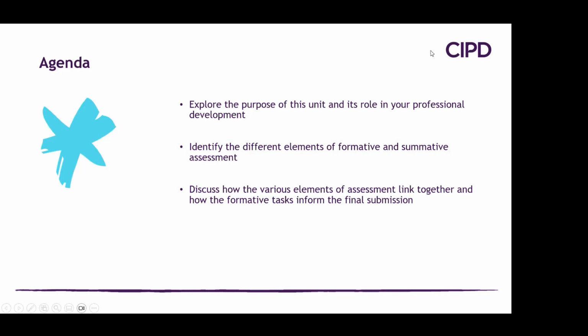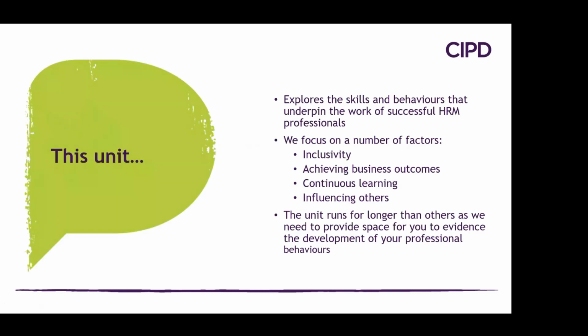So what do we know about this unit? This unit is all about the development of skills and behaviours that underpin people professionals at work. We draw heavily here, of course, from the CIPD's profession map, and we focus on a number of different factors, as you can see there on the screen. Issues such as inclusivity, how HRM informs business outcomes, our own personal commitment to continuous learning, how we influence and persuade others, amongst a number of other points there as well.